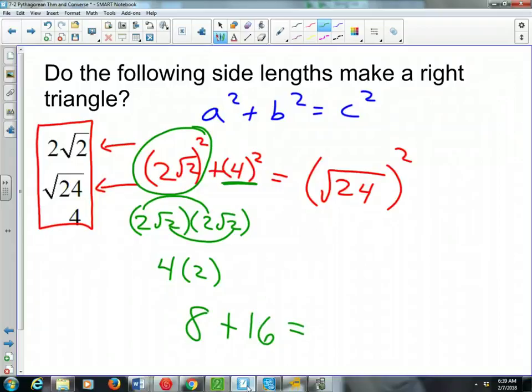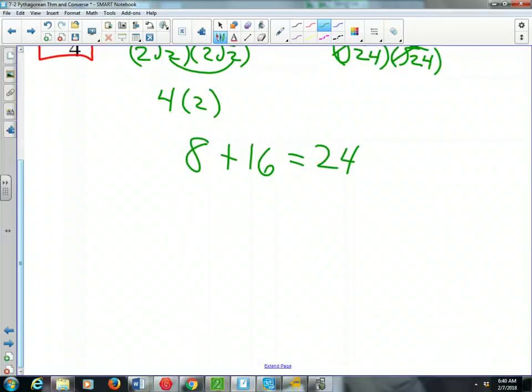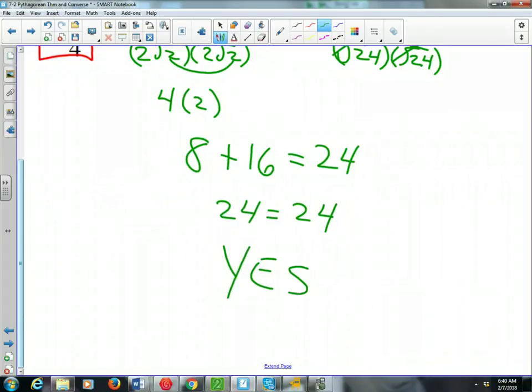Does that equal root 24 times root 24? Remember, when you take a radical and you square it, the radicals basically cancel out and you just get what's underneath the radical, which is 24. Root 24 times root 24 is 24. So does 8 plus 16 equal 24? Yes, it does. These three lengths are also a right triangle.